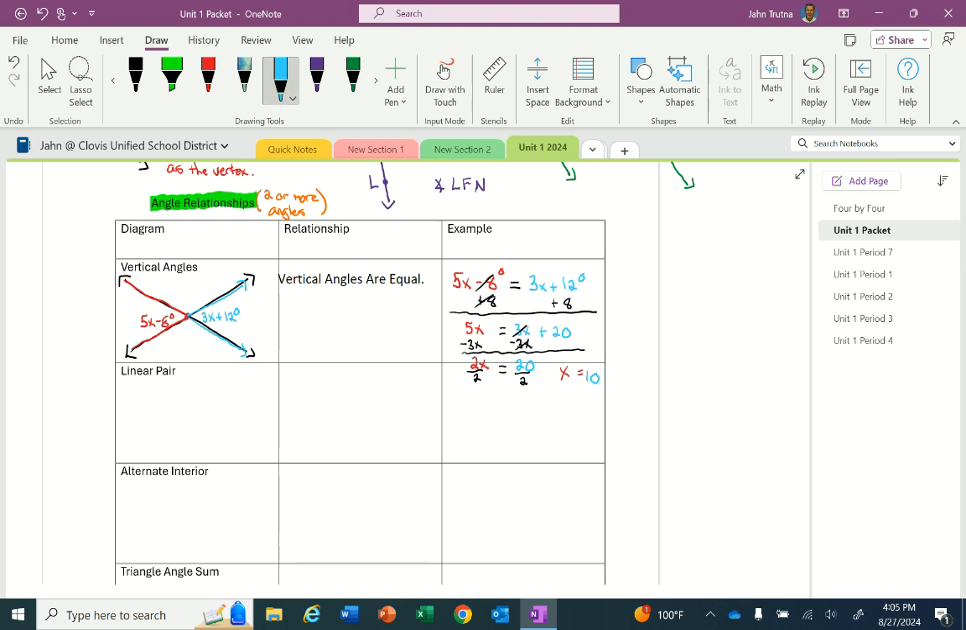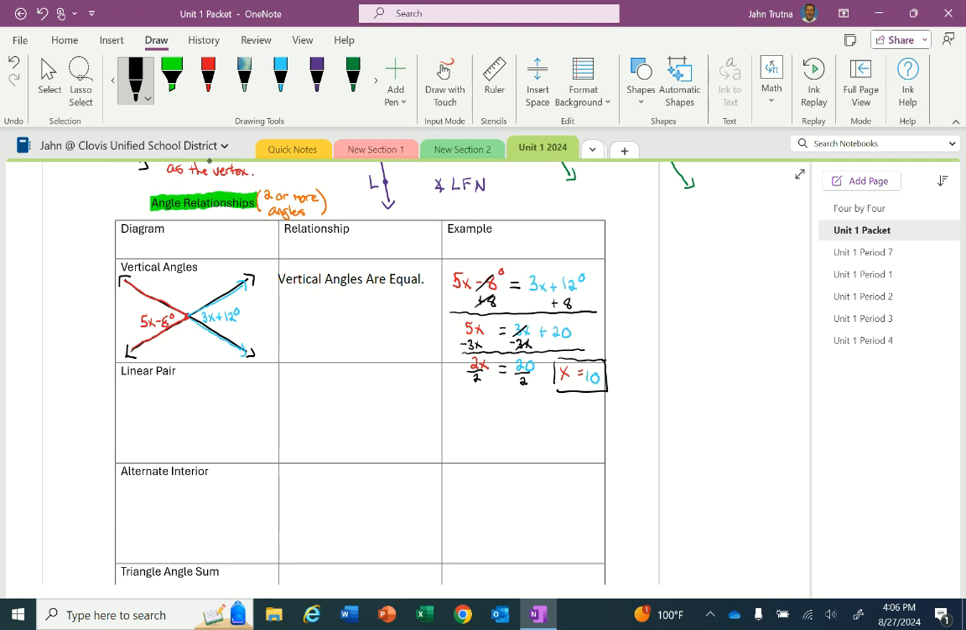Okay, so there is an example of where I'm applying the relationship of vertical angles, and I am using that relationship to set up an equation, and then solve for an unknown variable like x in this case.